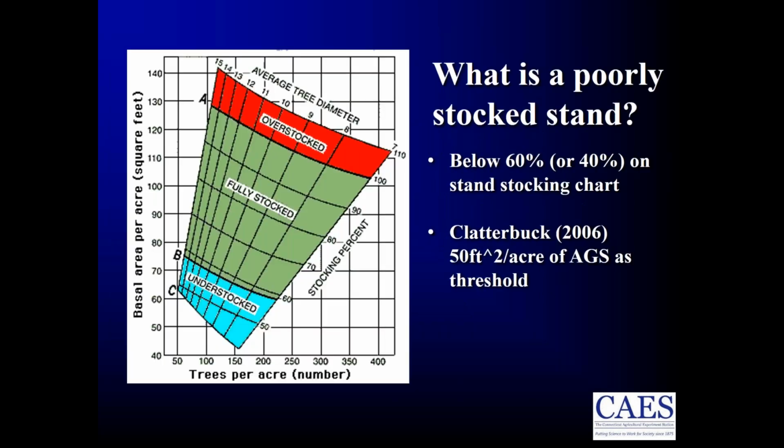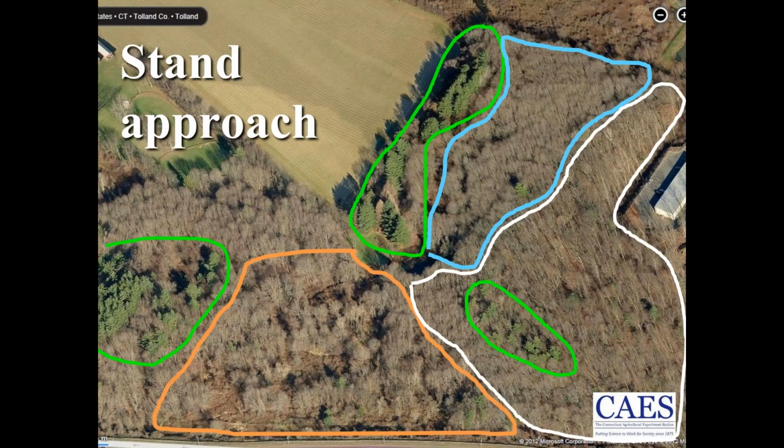And just a reminder from what we talked about earlier, what's a poorly stocked stand? If it's below 60 or 40% stocking, it depends upon what you want to call it, or if you want to say, you know, 50 square feet basal area. It's going to depend upon where you're at and what you want to define.